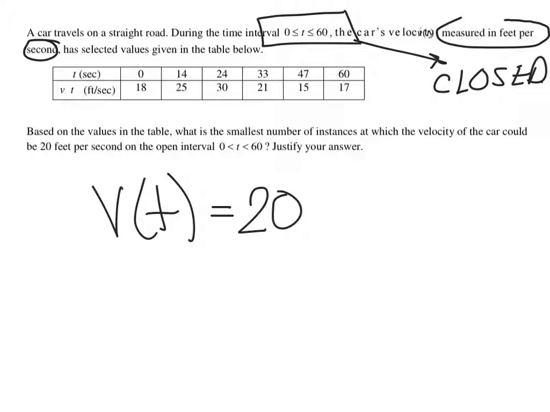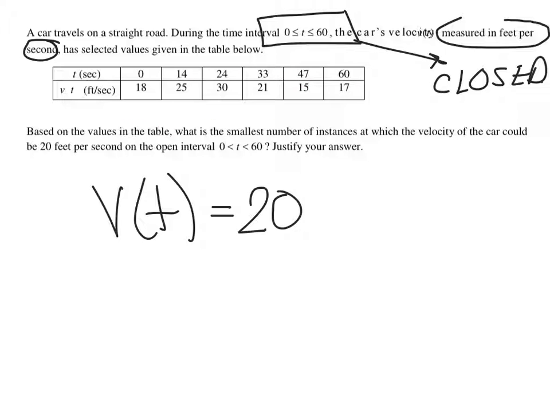So how many times does the velocity have to hit 20? Now notice, they didn't say, hey Johnny, use the IVT. They're not going to do that. You have to know that if you're trying to prove that this line is hitting 20, you need a number below it and a number above it, and that's the IVT. So let's take a look.